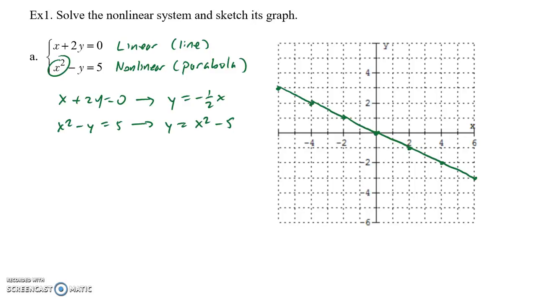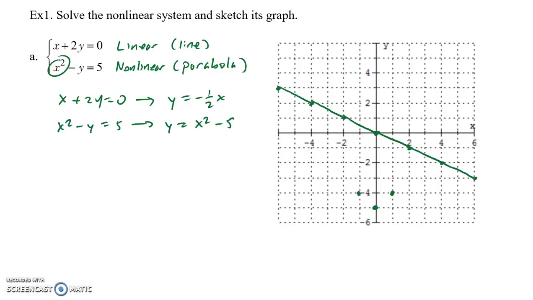If we treat this as a translation of y equals x squared, shifted down 5 units, the vertex would be at 0, negative 5. The parabola should be opening upwards, since the coefficient of x squared is positive. Some additional points we could plot without me creating a table here would include 1, negative 4, and negative 1, negative 4.